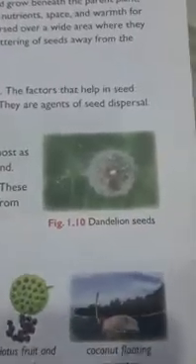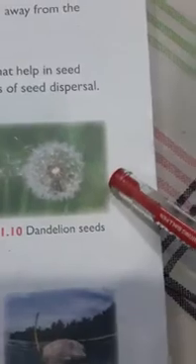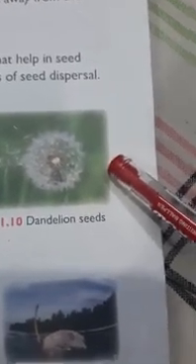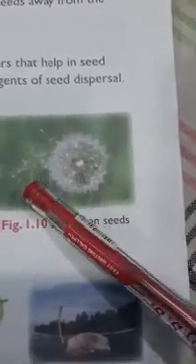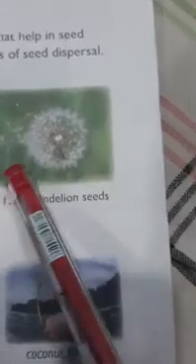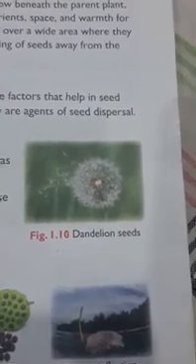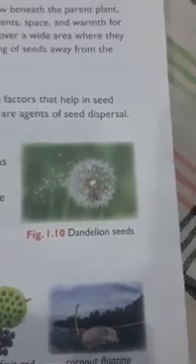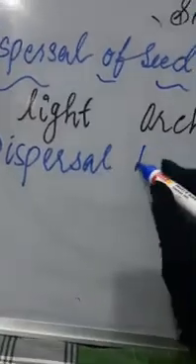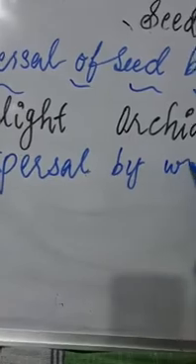See here, everyone, in the picture. You see dandelion seeds. Cotton and dandelion seeds have hair-like structures. Can you see here? Hair-like structures. These act like little parachutes, like parachutes they are looking, and carry the seeds far away from the parent plant. So in this way, the seeds are carried away by wind. Dispersal by wind. And the next one is dispersal by water.